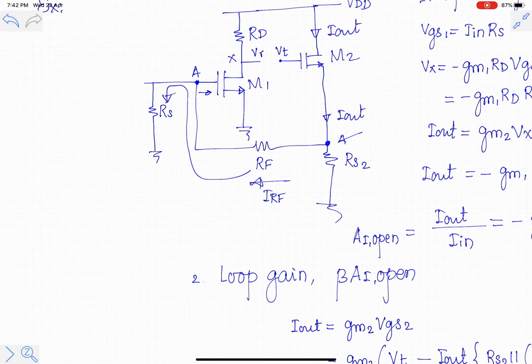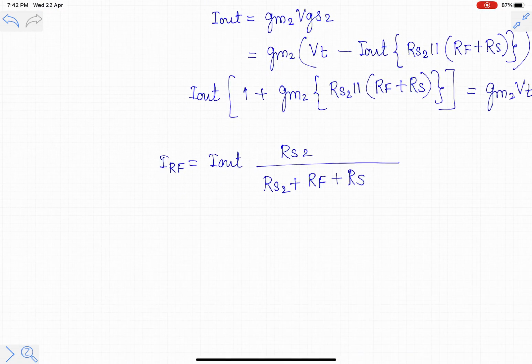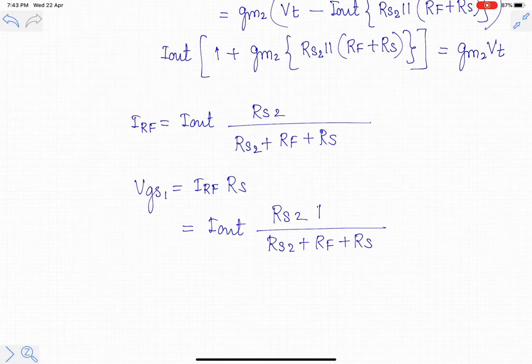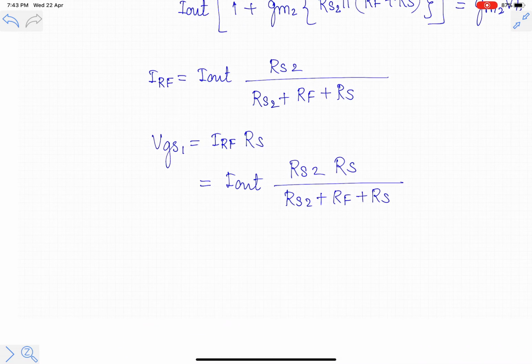We have applied the current division rule, and this current multiplied by RS will be VGS1. So VGS1 is equal to IRF multiplied by RS, which is equal to I out into RS2 divided by RS2 plus RF plus RS, multiplied by RS. So this is the value of VGS1.